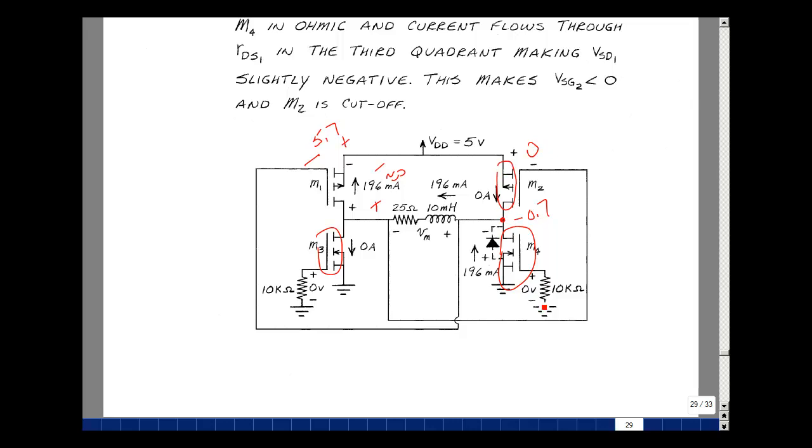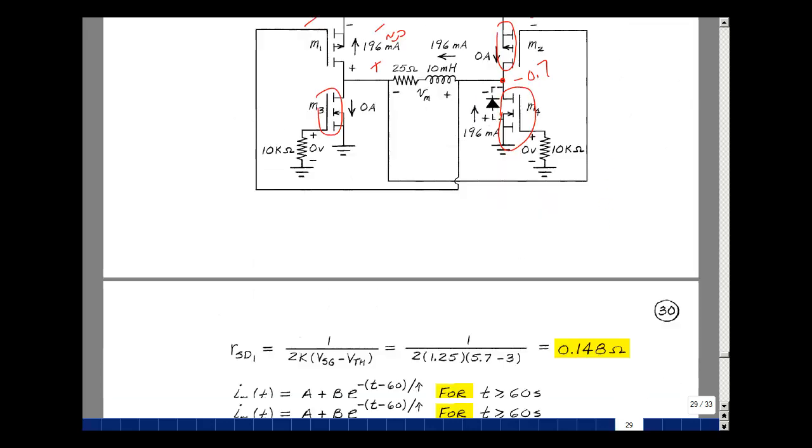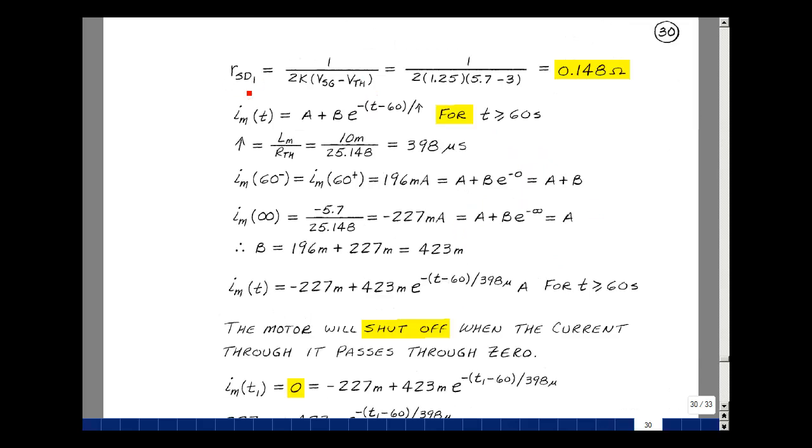The only path for current I've got is to go through here, back through here, back to ground, and back up to that diode. We only have transistor 1 in the ohmic region. Let's use our equation with the source to gate voltage, because this is a p-channel device. 5.7 volts, K was 1.25, and threshold was 3, and that gives us 0.148. And our equation for the current in our coil is going to be, starting at 60 seconds, some A plus B times e to the minus quantity t minus 60 over tau.